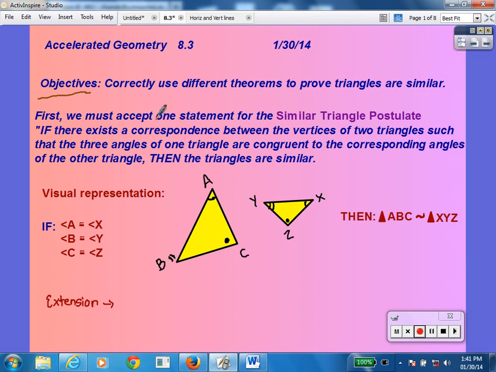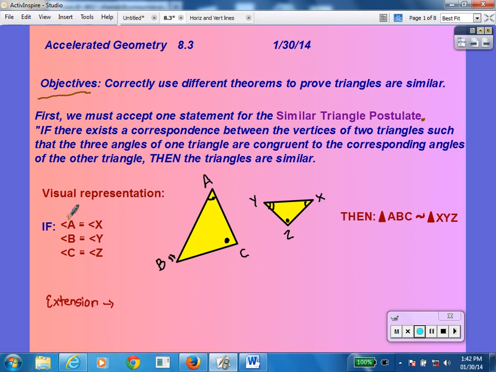First, you have to be willing to accept this statement for the similar triangle postulate. We remember that postulates don't have to be proved, they just pretty much make sense. It says this: if there exists a correspondence between the vertices of two triangles such that the three angles of one triangle are congruent to the corresponding angles of the other triangle, then the triangles are similar. Okay, and here's a visual representation of that.